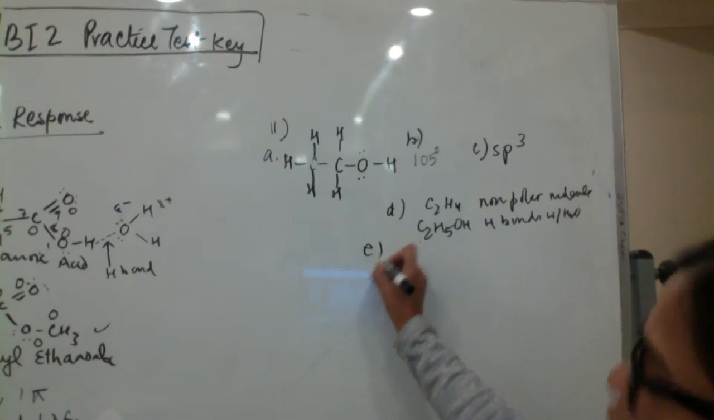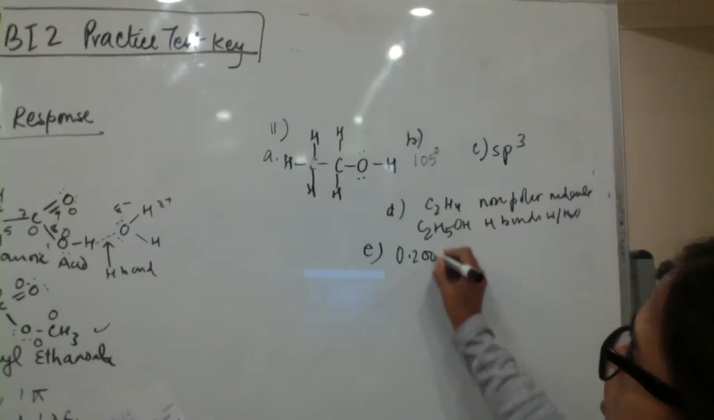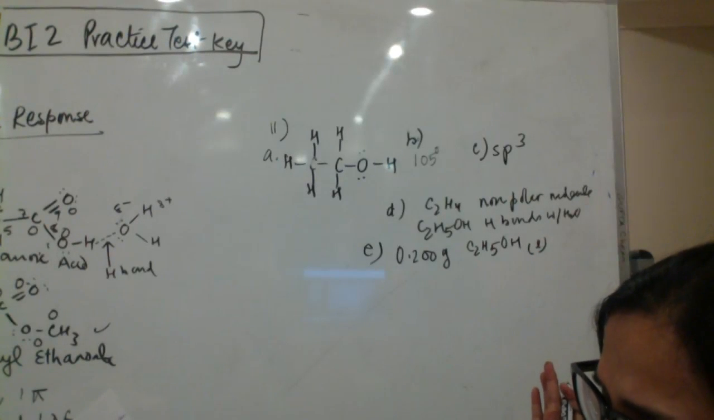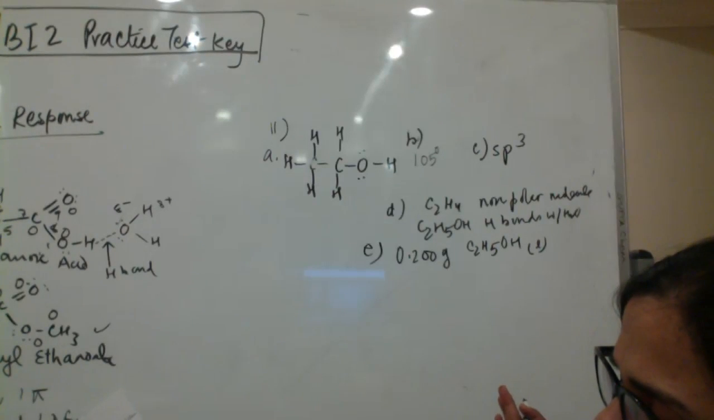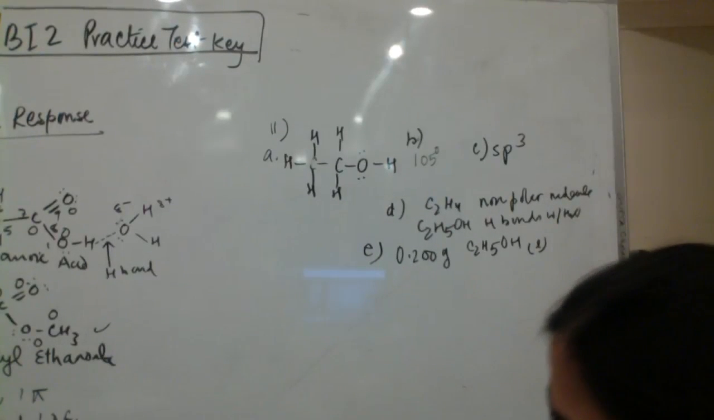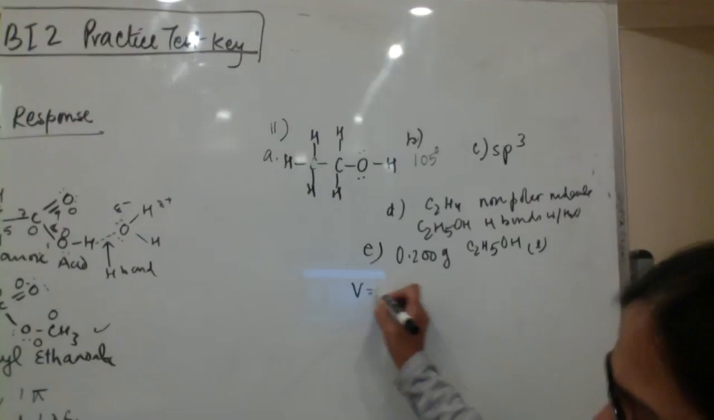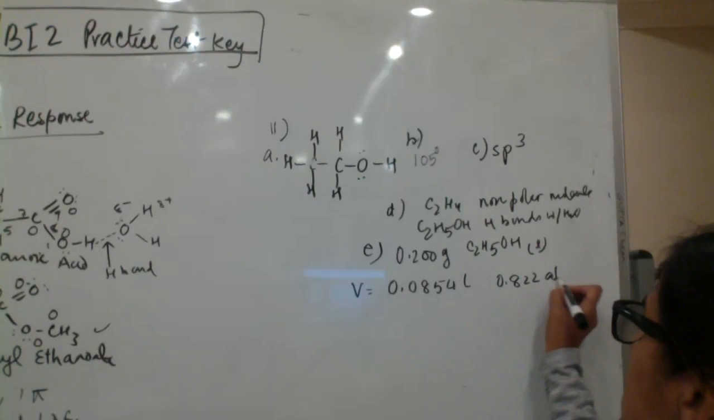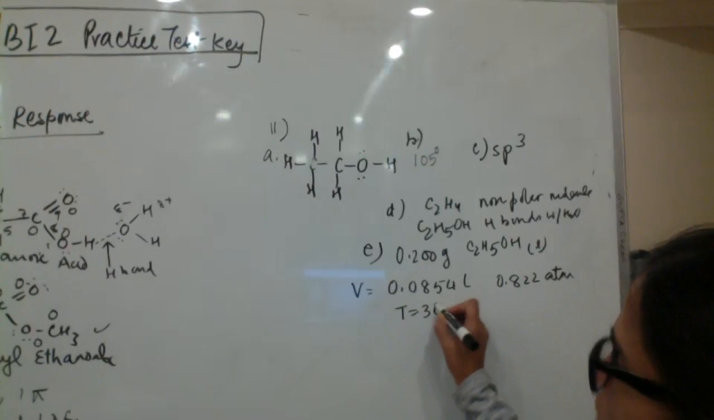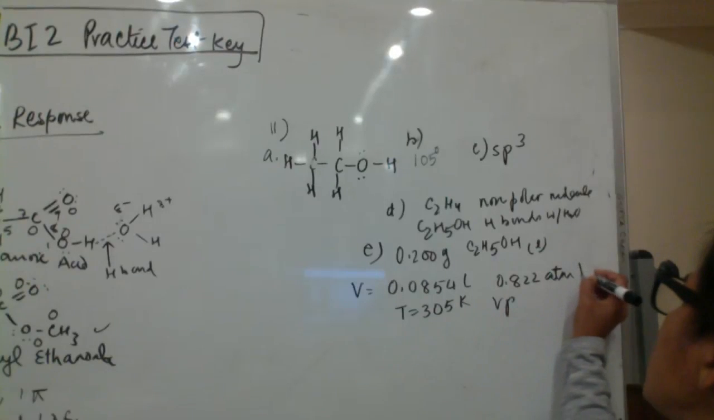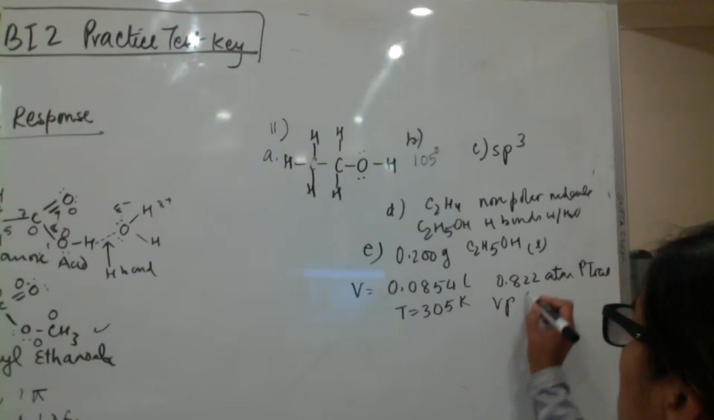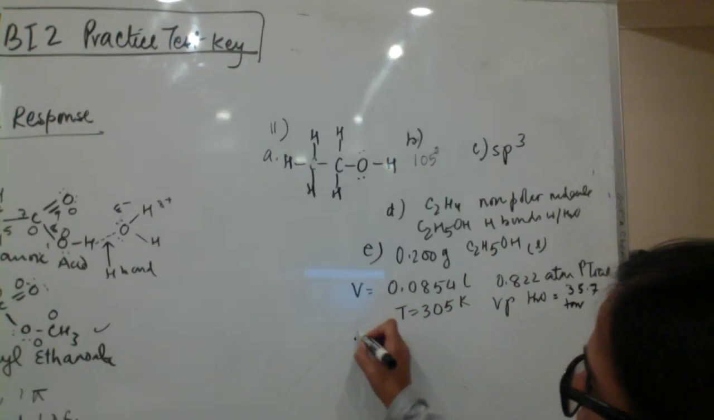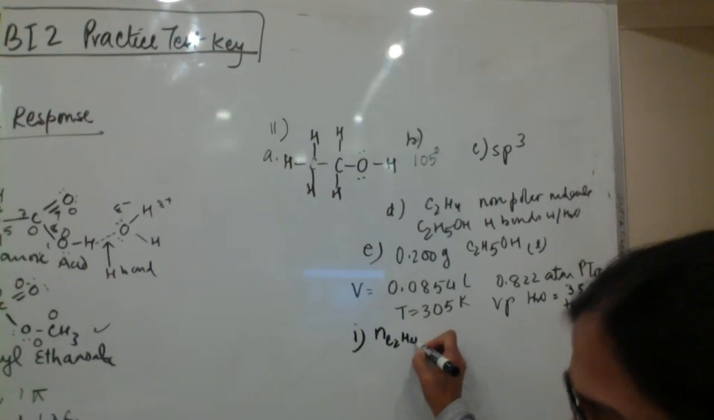Okay, then part E goes to the gas stoichiometry. It says a student added 0.2 grams of C2H5OH liquid in a test tube, and heated the test tube gently with a Bunsen burner until all of this C2H5OH was evaporated and gas stopped forming. When the reaction was complete, the volume of collected gas was 0.0854 liters at 0.822 atm, that is P total, and the temperature is 305 Kelvin. The vapor pressure of water at that temperature is 35.7 torr. They ask you to calculate how many moles of C2H4 are produced.